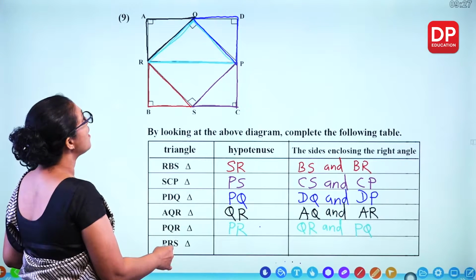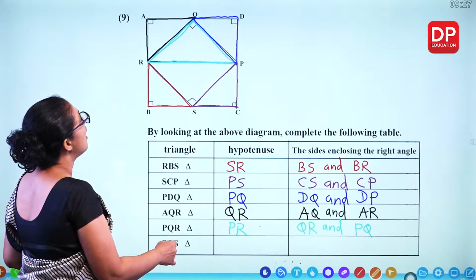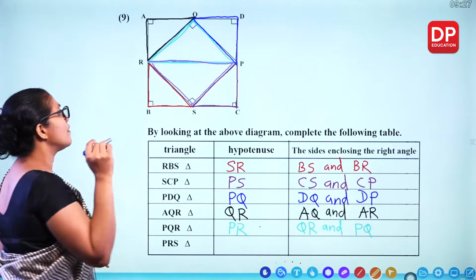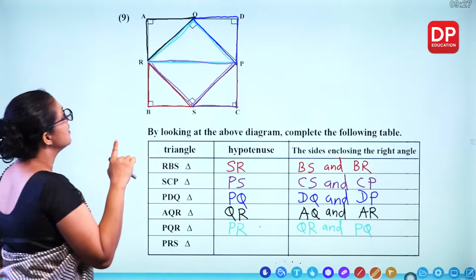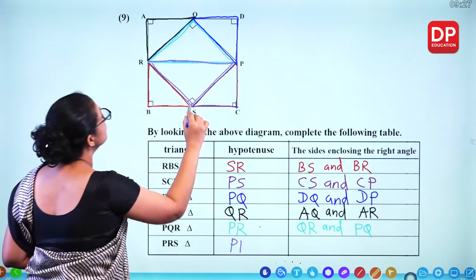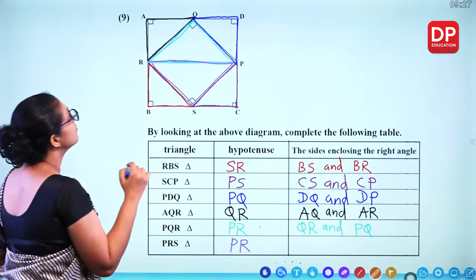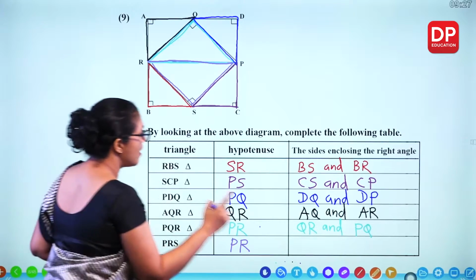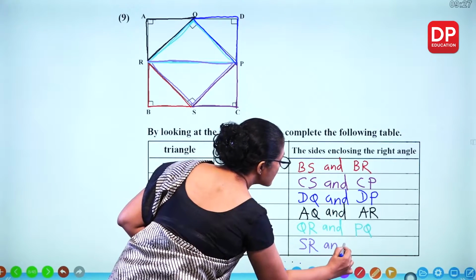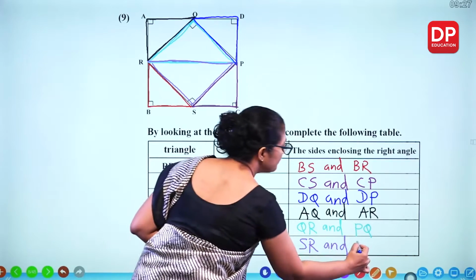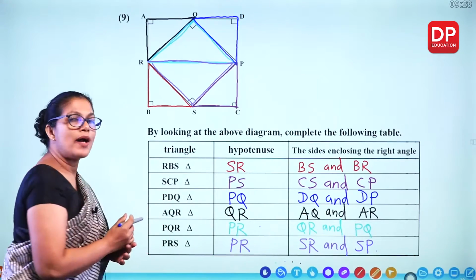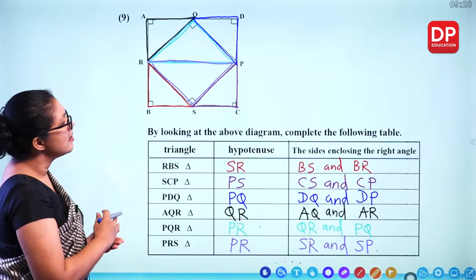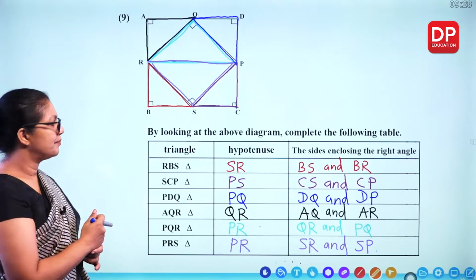And finally PRS. This one. What's the hypotenuse? Opposite to S, PR. And what are the two sides? SR and SP. Now you know how to identify the hypotenuse and the two sides enclosing the right angle.